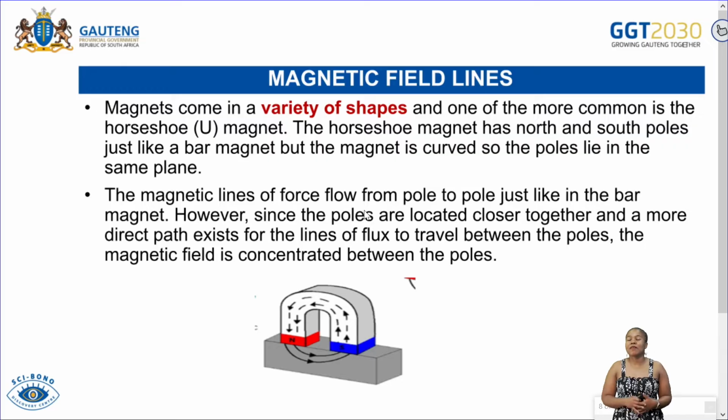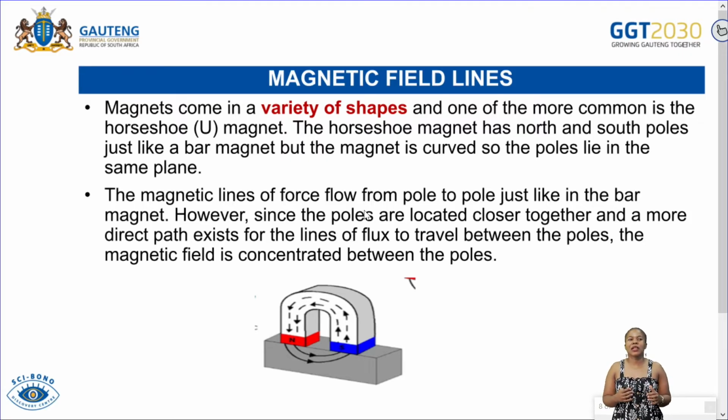Now, magnets come in a variety of shapes. Okay, the one that is common is that of a horseshoe. A horseshoe is a U-shaped kind of magnet. Now, the horseshoe magnet has the north and the south pole. Remember, we had said these poles always go in pairs. You'll never find the south pole just roaming around on its own, even when the magnets are crushed into tinier pieces. All right, so the horseshoe magnet has north and south pole just like a bar magnet, but the magnet is just curved so that the poles lie in the same plane, as in the diagram that is shown for you.